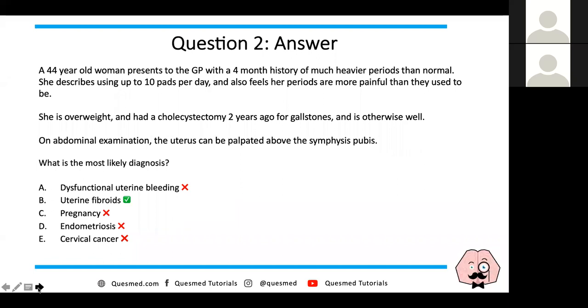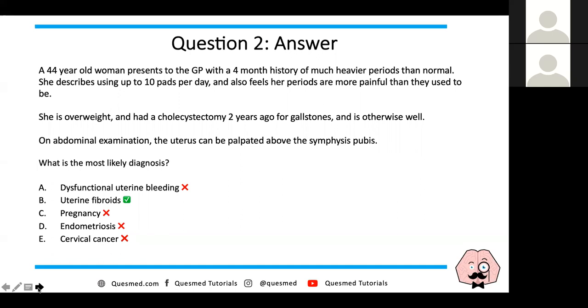Checking in with the other answers there, A, dysfunctional uterine bleeding. So that is a diagnosis of exclusion in women experiencing irregular or heavy bleeding. And whilst about half of cases are due to dysfunctional uterine bleeding, this palpable uterus makes fibroids the top diagnosis. Checking with the other options there, it's unlikely to be pregnancy. She's got a 4-month history of heavy blood loss, but we do always think about risk of pregnancy.